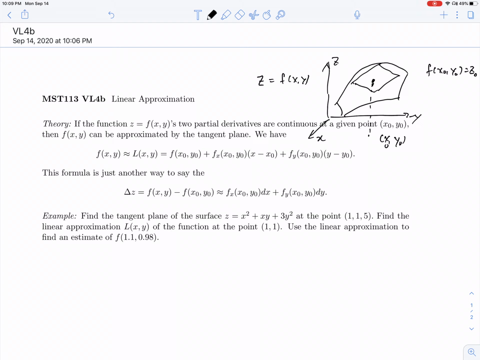This plane over here is L of x, y. Z is equal to L of x, y. All right.